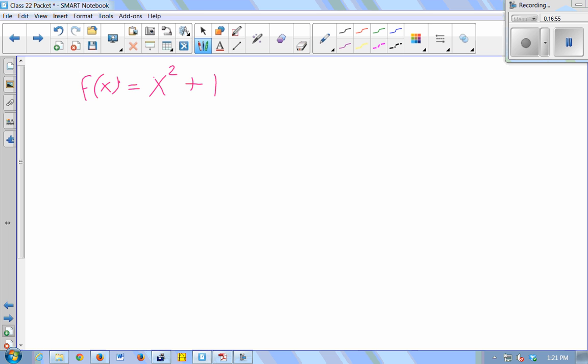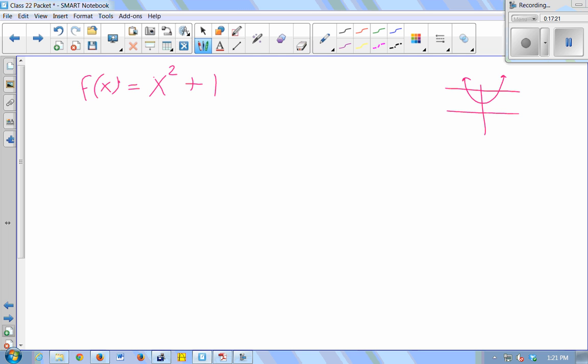So graphically, x squared plus 1 looks like that, right? Does that function have an inverse that is also a function? No, not according to the horizontal line test, right? So if I do my algebraic procedure, I'm expecting to run into a roadblock, right? So let's see what happens.